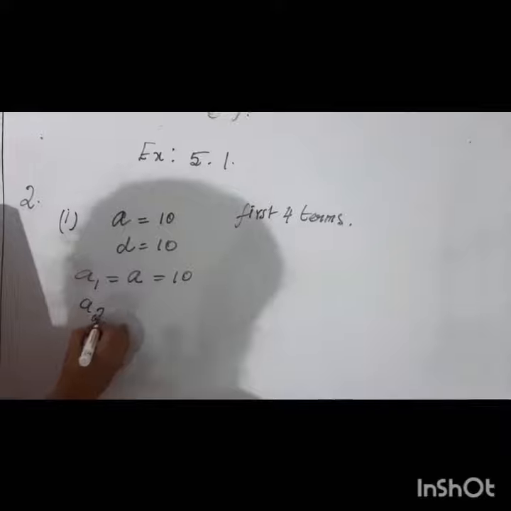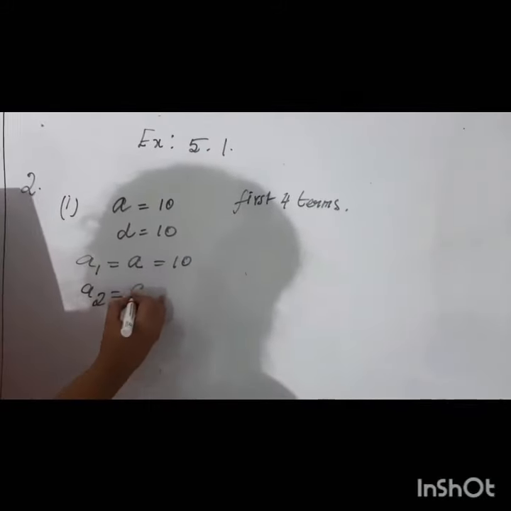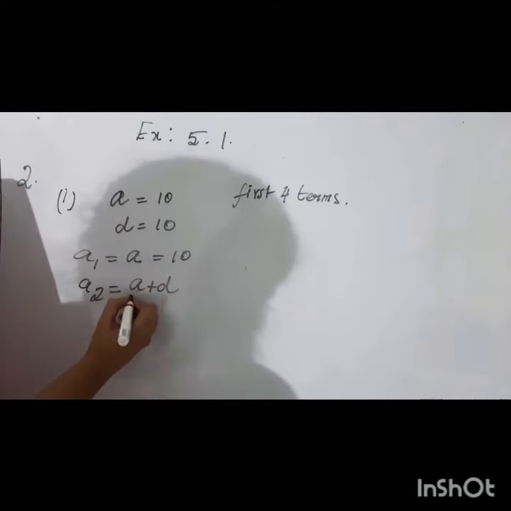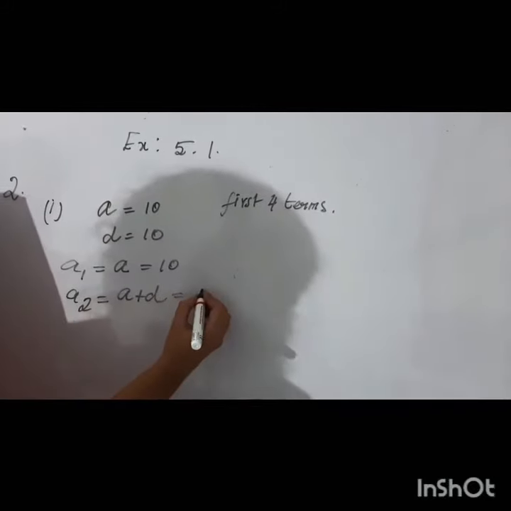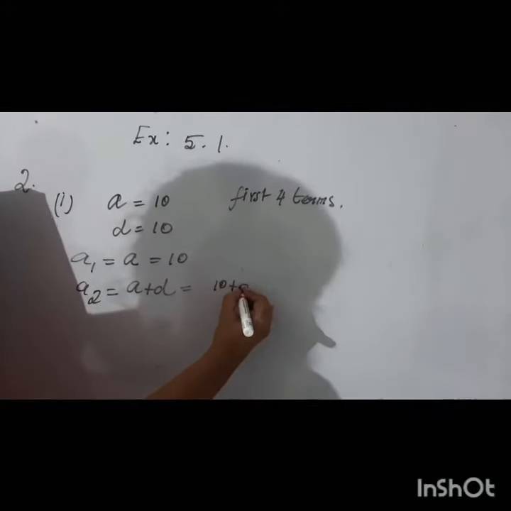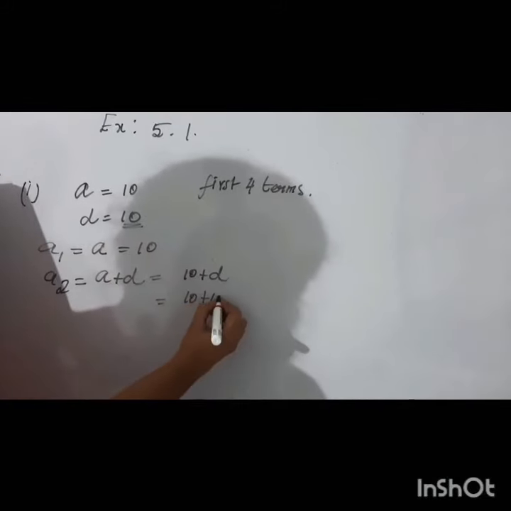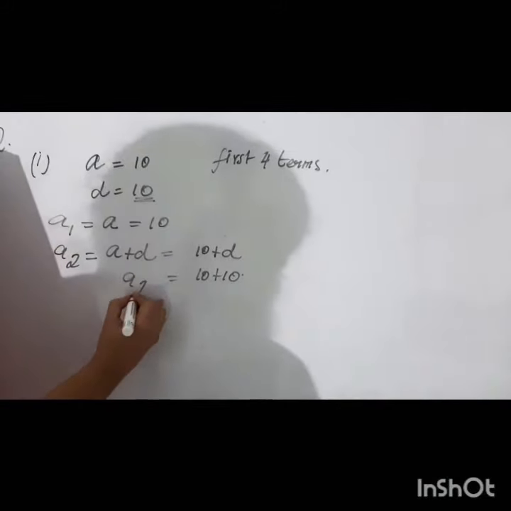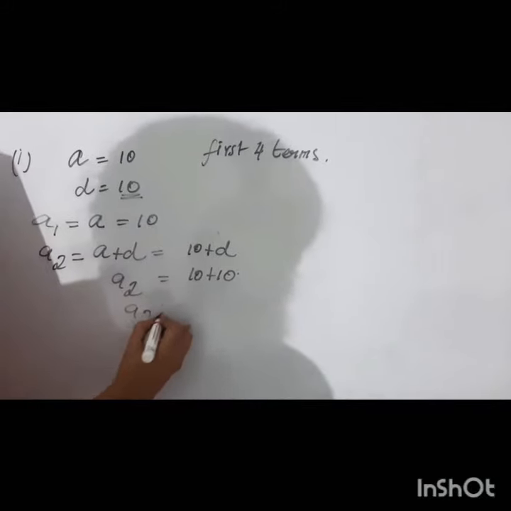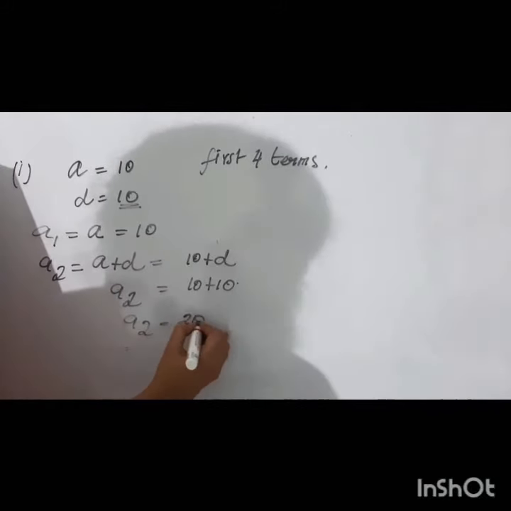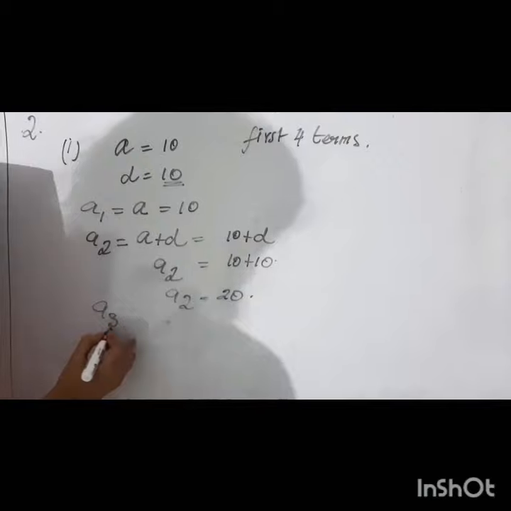What is your second term? How we will get our second term? The second term will be got by A plus D, which is equal to 10 plus your common difference. What is your common difference here? That is also 10. Therefore, your second term is equal to 20.